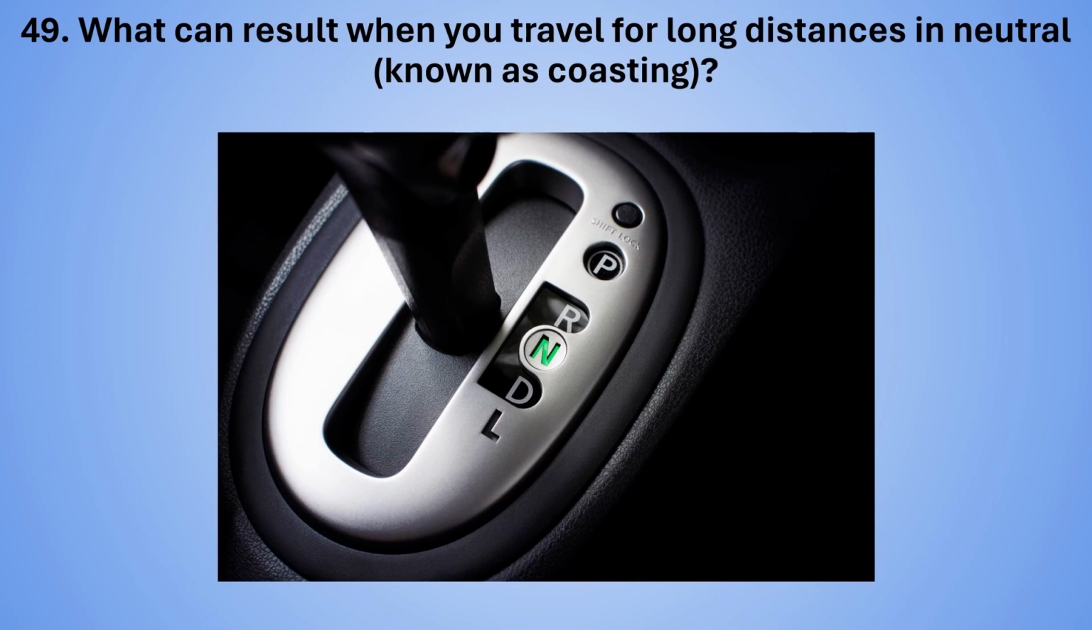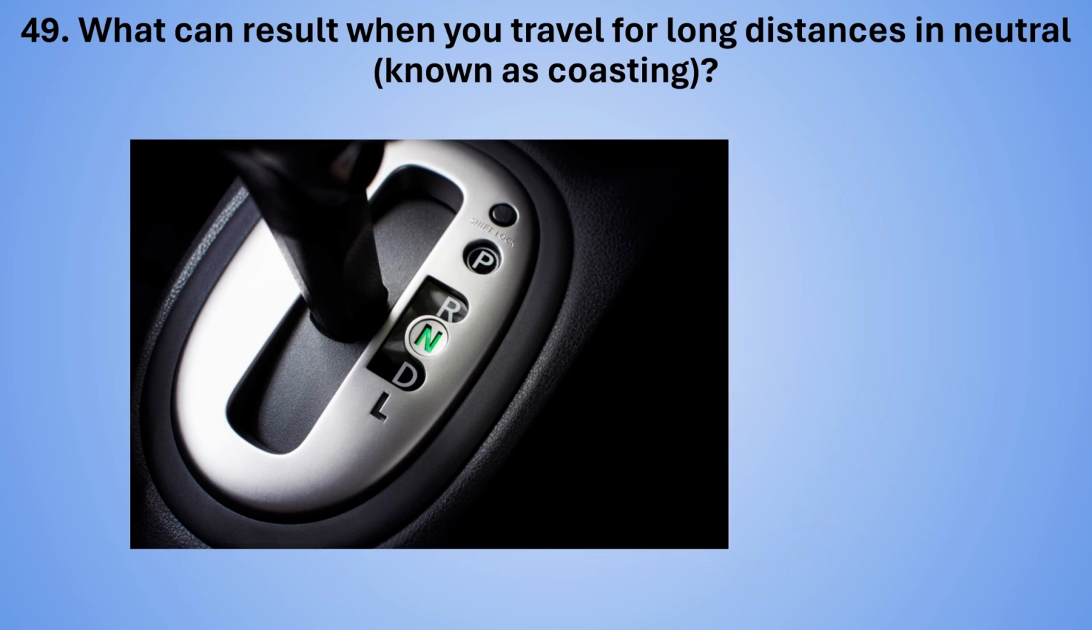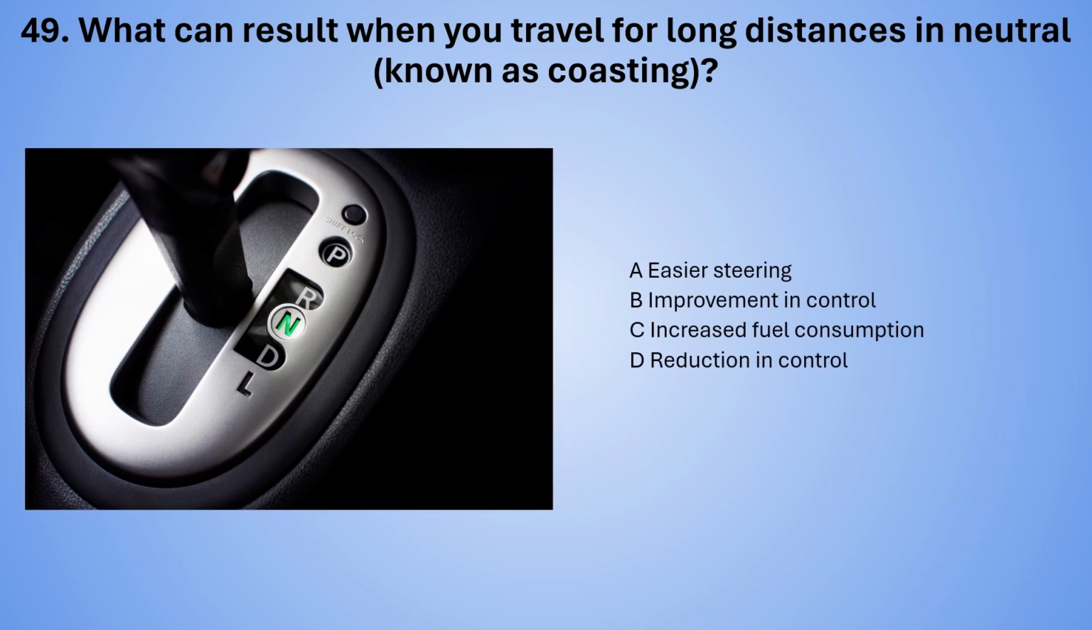Question number 49. What can result when you travel for long distances in neutral, known as coasting? A. Easier steering. B. Improvement in control. C. Increased fuel consumption. Or D. Reduction in control.